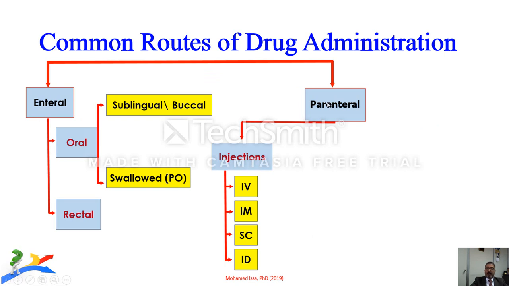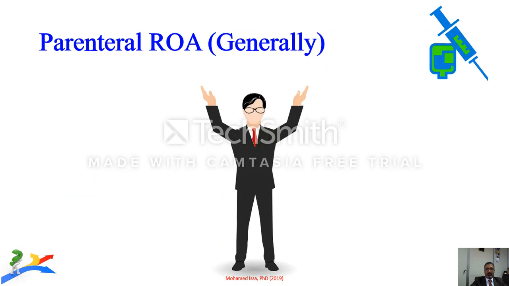Okay. Then we now move to the parenteral routes of drug administration. One of the most common and most famous parenteral administration routes is injections, injectables. And I told you in the beginning of the session that sometimes we use parenteral meaning injections. So we have so many types of injections. I'm going to focus mainly on the four very famous types of injections.